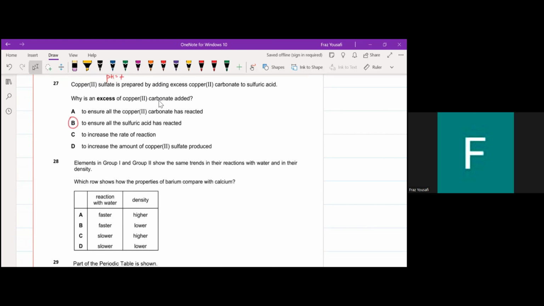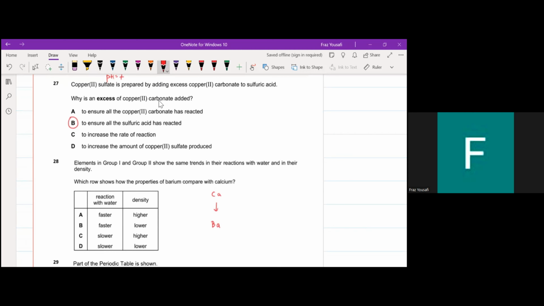28. Elements in group 1 and group 2 show the same trends in their reaction with water and their density. Which row shows how the properties of barium compare with calcium? Now, the thing that you need to remember here is where each of these are in relation to one another. And then here's the reason why they've said this.